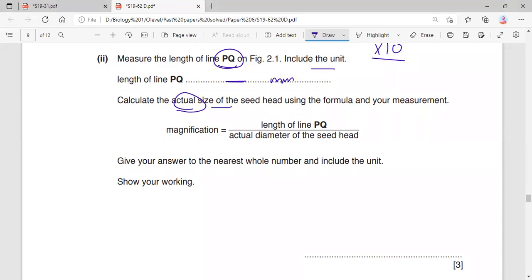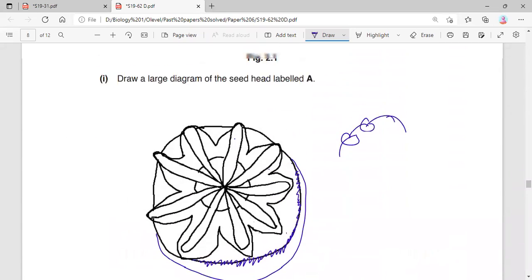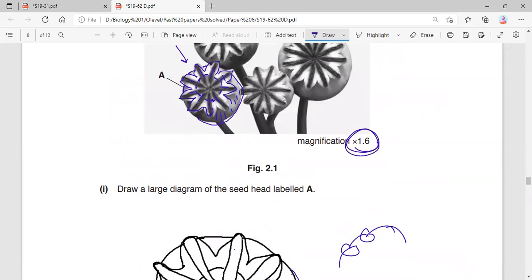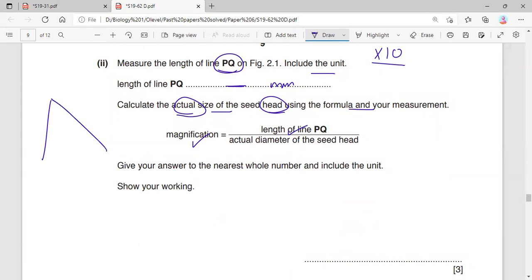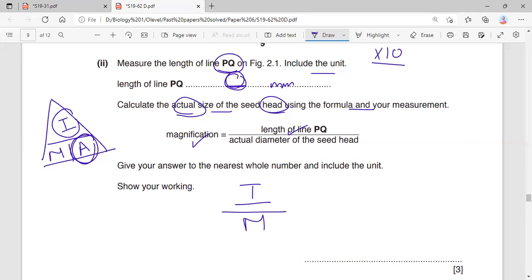Calculate the actual size of the head using the formula. You have the length of the line, you have the magnification. Where is the magnification? It's always under the image. And you need the actual. To make it easier, you can put the triangle. Magnification equals image over actual. So if you want to get the actual, you will put the image size over the magnification. The image size is what you measured here. The magnification is what is below the image.